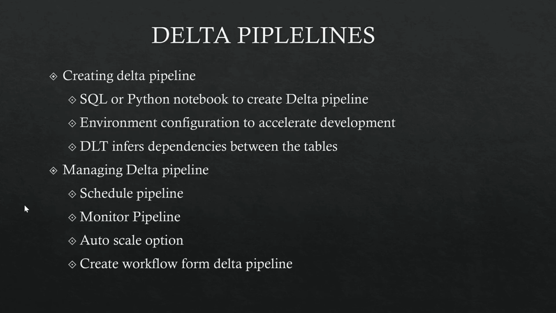Now let's see the Delta pipeline. For creating a Delta pipeline, first of all, you need to create a notebook. It could be a SQL or a Python notebook. You can also have an environment configuration file to accelerate your development, and DLT will infer the dependencies between the tables from the notebook itself. You can also manage the Delta pipeline by scheduling it, and you can monitor the pipeline as well. You can auto scale your clusters, and you can create the complete workflow from the Delta pipeline.